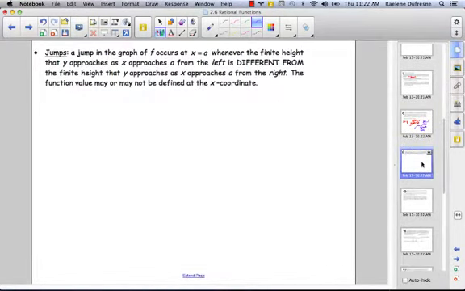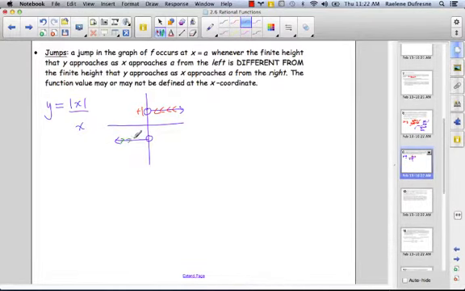The next case is to look at a jump. A jump in the graph of f occurs whenever the finite height that y approaches from the left is different from the finite height that y approaches from the right. So let's take a look at the absolute value of x over x graph. We saw that in that case, as x approaches 0 from the right, y is approaching a height of positive 1, and as x approaches 0 from the left, y is approaching a height of negative 1. These two heights are finite. They are not plus or minus infinity, but they are different.